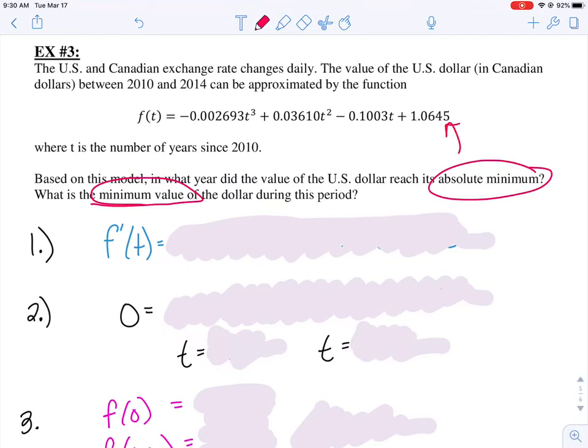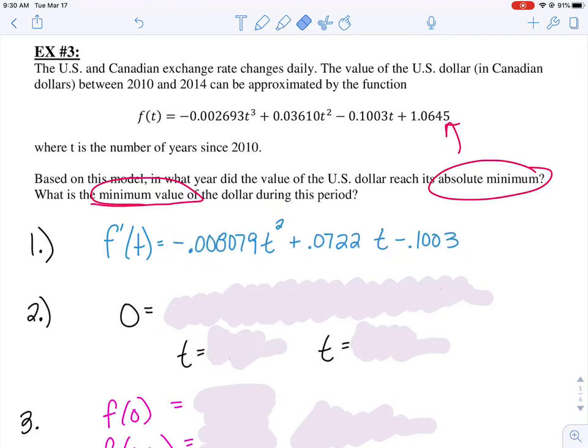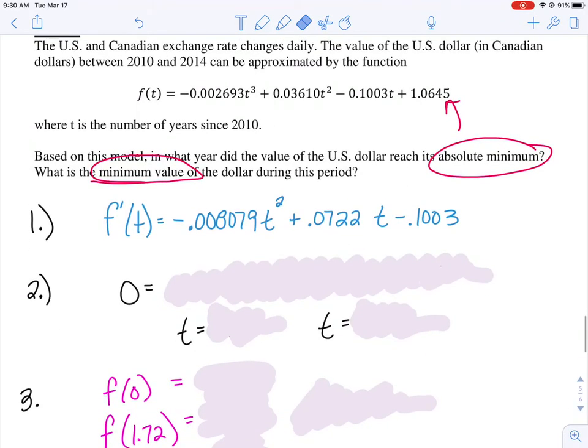So I see these keywords here where it asks us to find the absolute minimum of this function. And so we're going to follow the same 3 steps that we did before. We're going to find the derivative, we're going to find the critical numbers, and we're going to evaluate those critical numbers and the endpoints in our original function. Okay? So first thing we need to do is find our derivative. So pause the video, find me the derivative, and see if you got the same number as me. So here's my derivative. Make sure yours looks like mine.